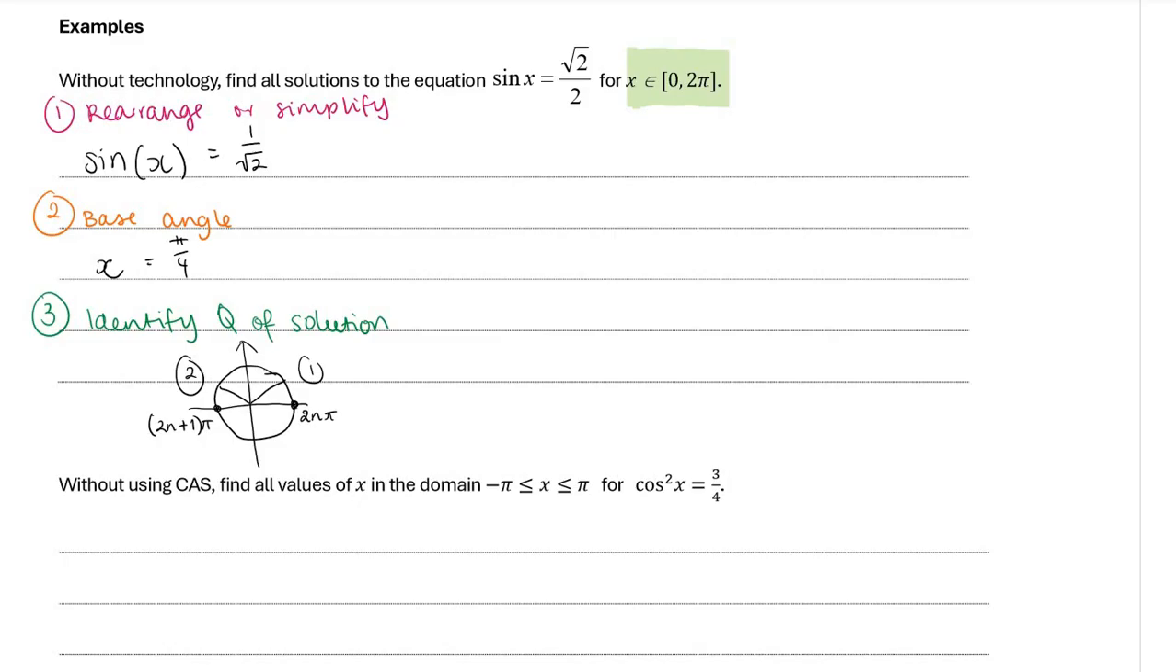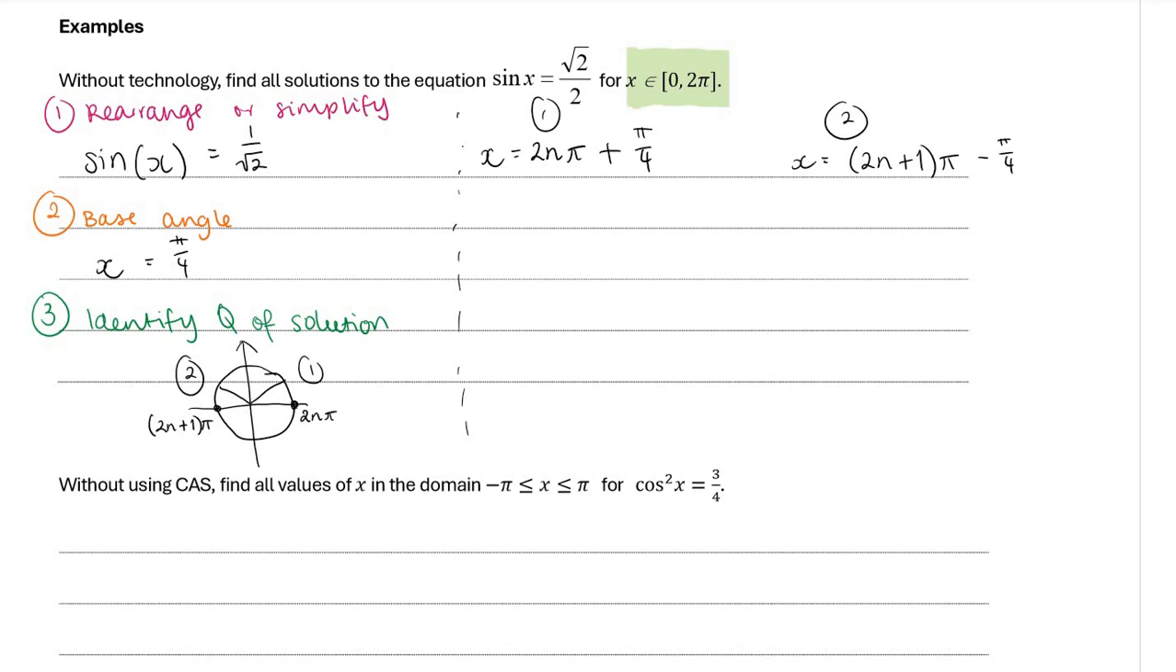Okay, so our two general solutions that we're working with is x is equal to 2n pi plus our base angle, which is pi on 4. Okay, and that's going to give us our quadrant 1. And then our quadrant 2 is x is equal to 2n plus 1 pi minus pi on 4.